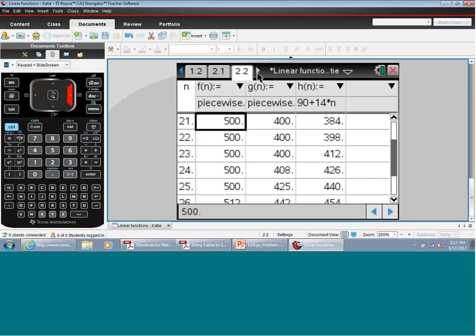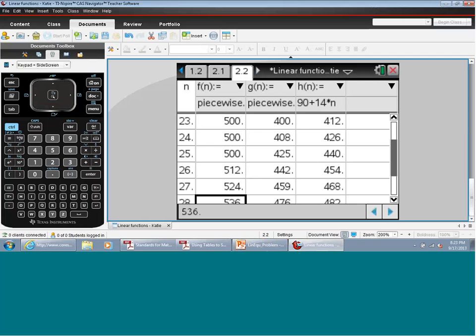No matter what my input is, no matter what my domain value is, I'm still getting 400 as an output, or I'm still getting 500 as my output or range value, until I come all the way up here to 26 people. That's when things start to vary for all three of these functions.